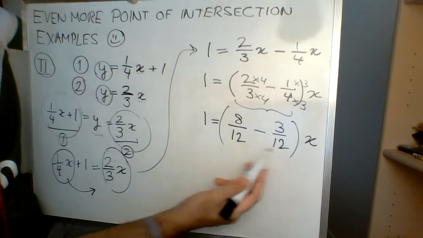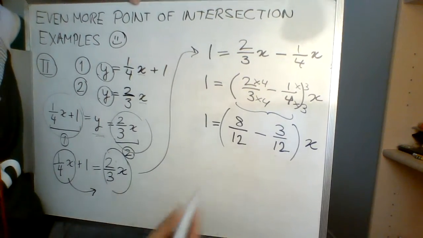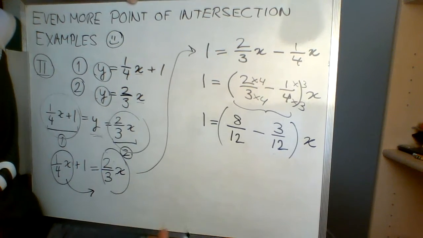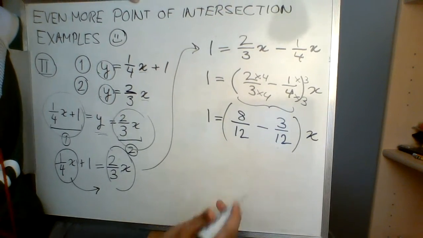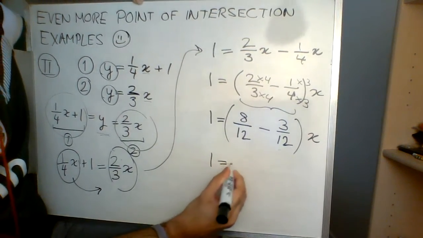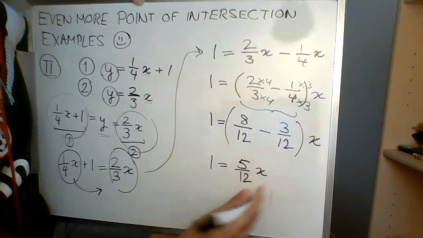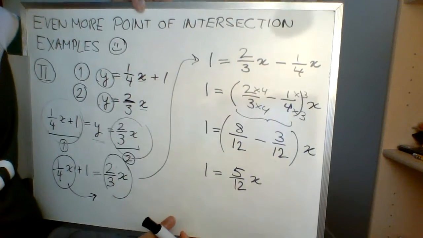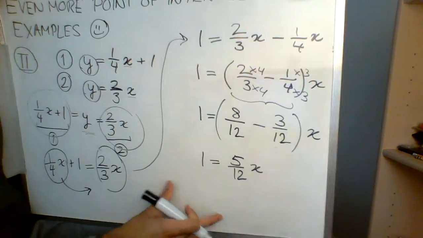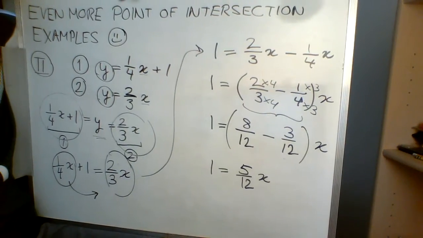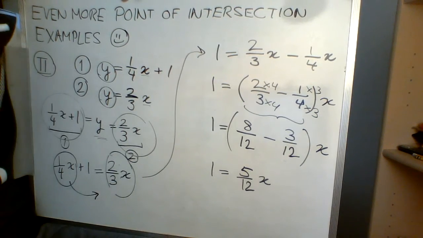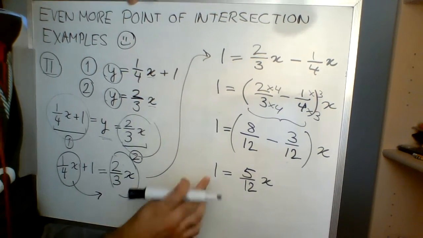But now, because we have a common denominator, we can go ahead and do that subtraction. So we start with 8/12, and we take away 3 of those 12ths, we'll be left with 5/12. And then we can throw on that x there. Now, I don't want 5/12 of x, I want just x. So I need to divide both sides by 5/12, right?